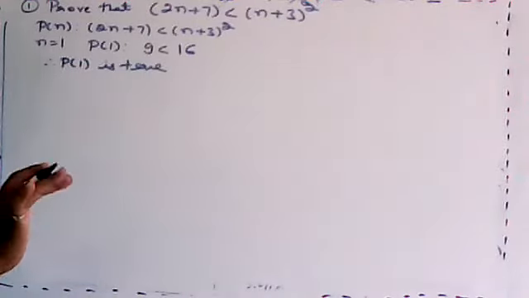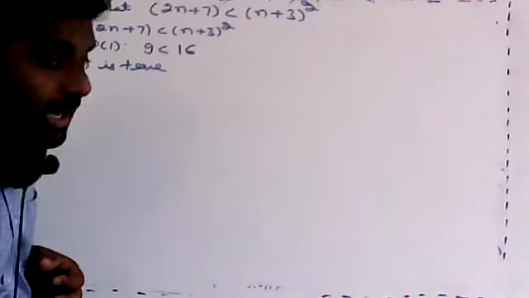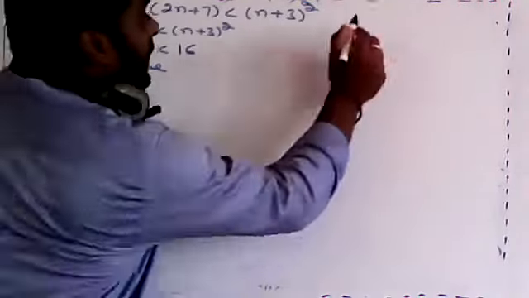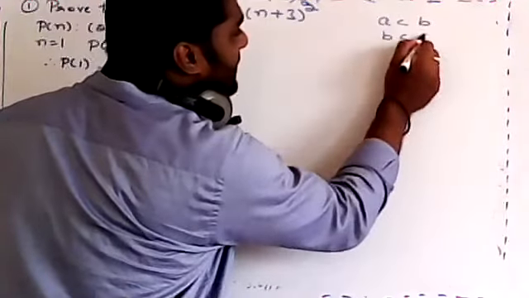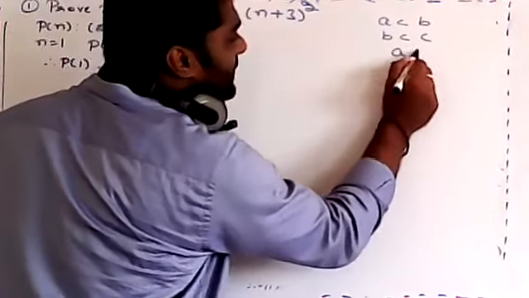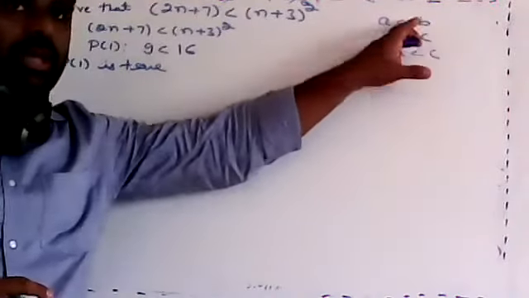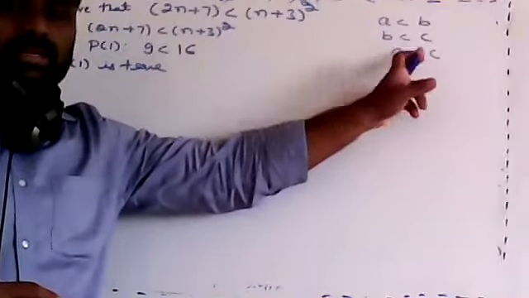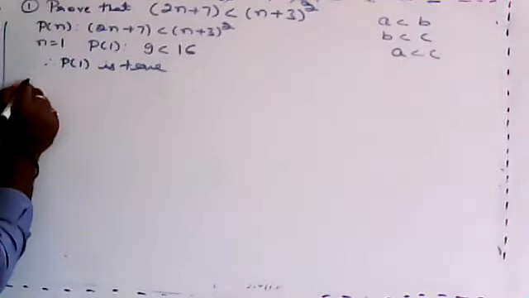I have given the condition earlier, in the last class. If A is less than B and B is less than C, so what is the relation between A and C? A is also less than C. Correct? You have to remember this one. If A is less than B and B is less than C, then A is also less than C.